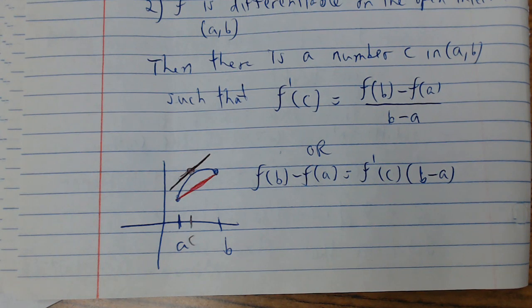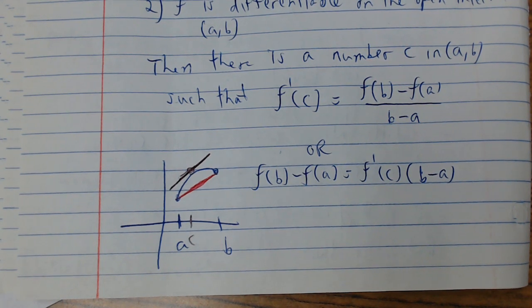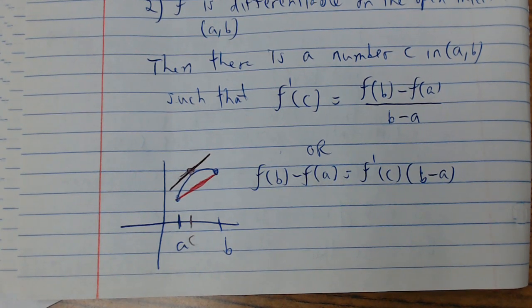So the mean value theorem basically says, look, as long as your function is continuous on the closed interval and differentiable on the open interval, then there's at least one place where your derivative at a value is the same as your average rate of change from A to B.